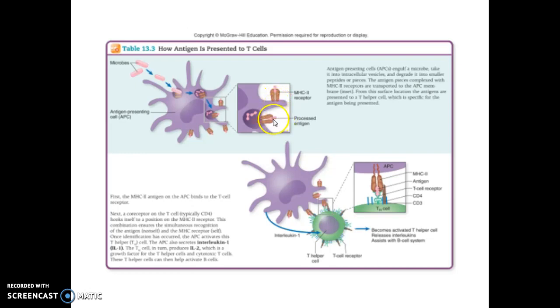So here you have the processed antigen, a broken up little tiny piece, and this would represent an epitope. It's presented on the surface of the dendritic cell in conjunction with the MHC class II molecule, and the T helper cell comes along and you have this nice T cell receptor complex: the T cell receptor, the CD4 molecule, and the CD3 molecule.